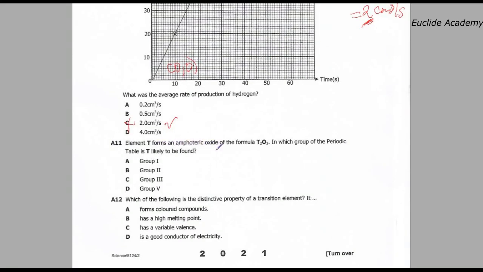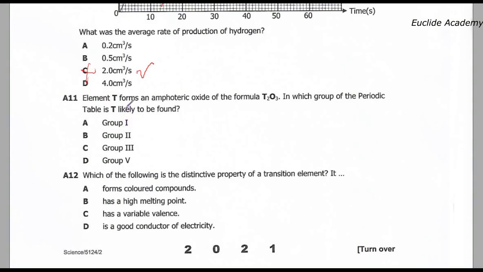Element T forms an amphoteric oxide of the formula T2O3. In which group of the periodic table is T likely to be found? The element T, which forms an amphoteric oxide, is a metal, and to be specific, a transition metal. So in short, where do we find the transition metals?